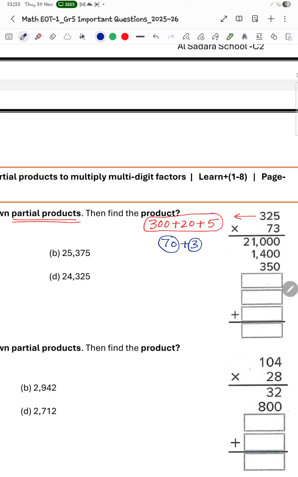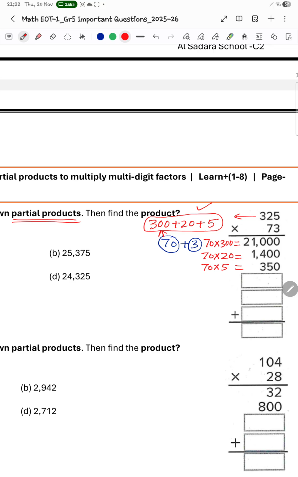Now remember, this is the whole part, like the complete packet, and these are small packets. So I will multiply small packet with the big packet one by one. Okay, so let's do here. First step, I will multiply 70 with all the numbers in the big packet. So I'm going to do 70 times 300. This will give you 21,000. Then 70 times 20. It will give you 1,400. Then 70 times 5. It will give you 350.